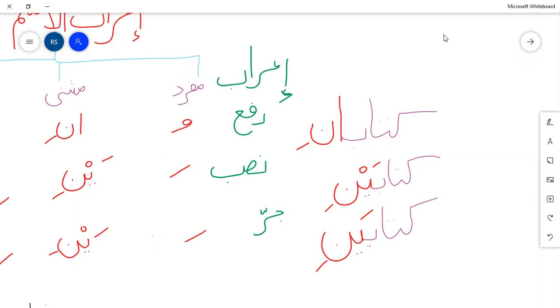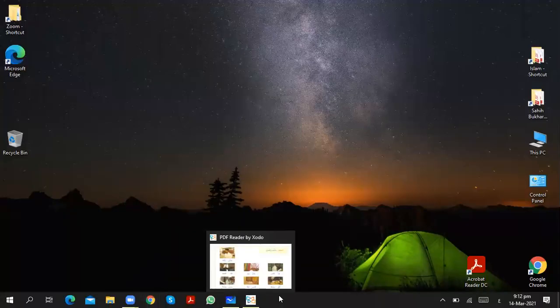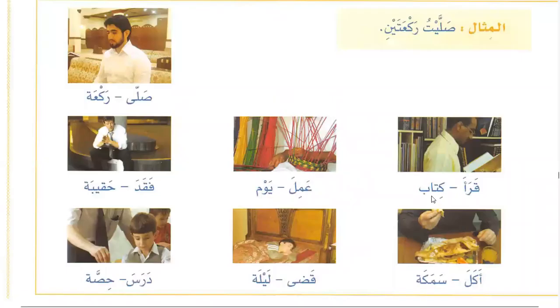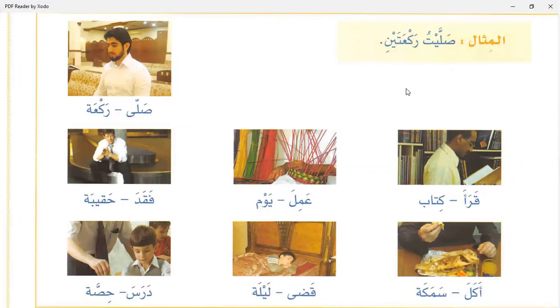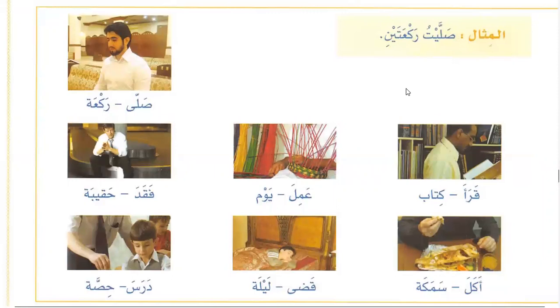Okay. So all these are maf'ul bihi, so all these are mansub and you need to make them dual. Kitab is singular, you need to write the dual form. Whose turn is this now? Ms. Rama, read the example and first three pictures. Sallaitu rakataini. Then qara'tu kitaban? Kitabaini. You need to use the dual form, not the singular form. Kitabain means two books. Amiltu yaumaini.